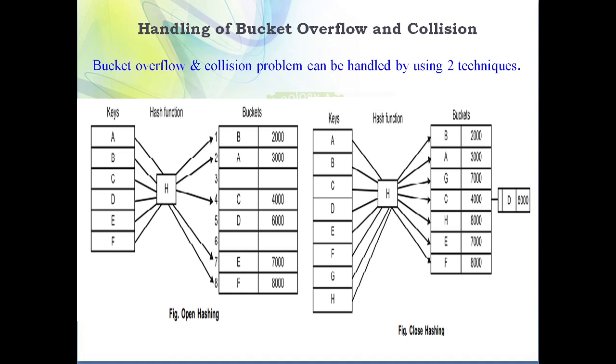Okay, so passenger A is there and passenger B is there. Both the passengers are allotted seat number 101. So this is the problem of collision. In case of a collision problem, one seat is allotted to two passengers, that means it's a problem of collision.